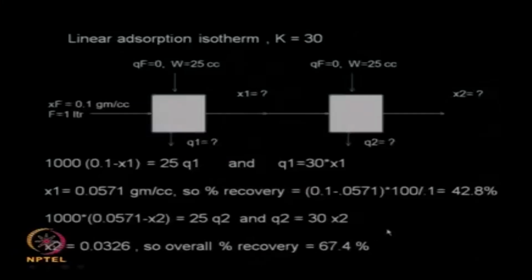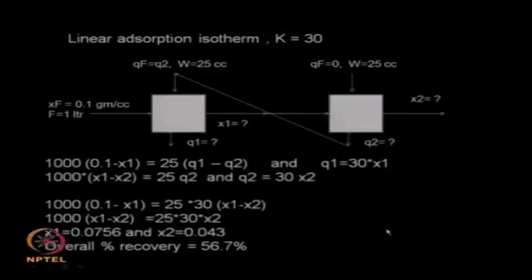So in the cross flow I got 67.4% recovery, whereas here I get about 56.7. So almost a reduction of 10%, right. Why is that? Because in cross flow we are adding fresh adsorbent at each stage, in counter current the adsorbent is sent from the second stage to the first stage. So only in the second stage you are adding fresh adsorbent.